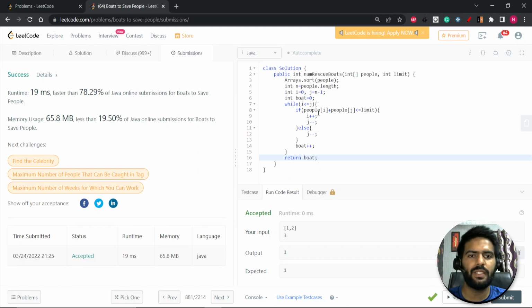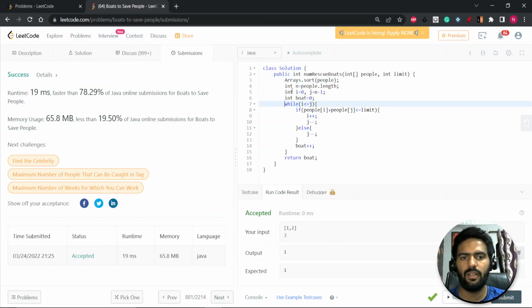So the time complexity for this is, we are sorting the array, so that will cost us N log N, and we are doing a loop over the array, so that's order of n. So on the whole, it's order of N log N, and space is just order of 1. We are not using any extra space.